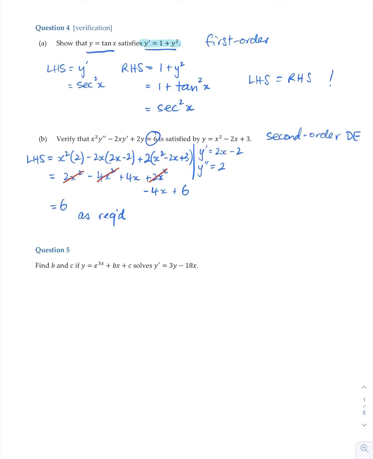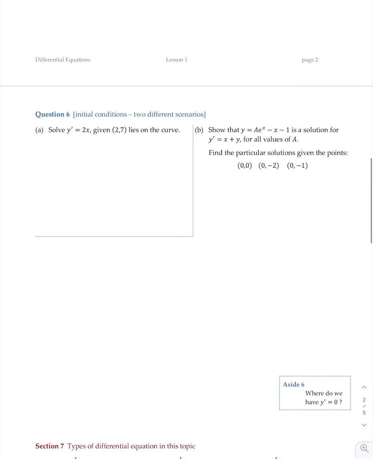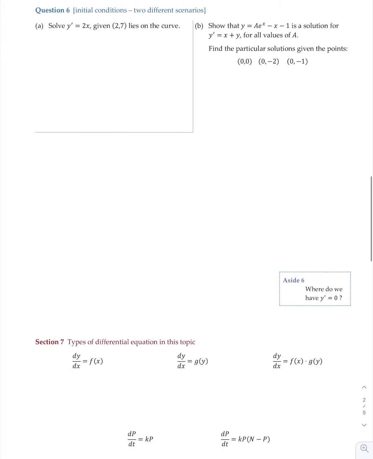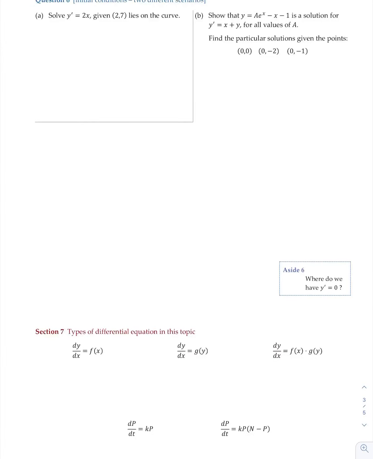All right, question 5, I'm leaving till the next video. It's not necessary for you to get started on the exercise. The exercise does involve questions like what you've seen so far. And then the last one that we'll do for now, question 6a: solve y dash equals 2x given 2, 7 lies on the curve. This goes all the way back to chapter 5, primitive function. All right, but we are solving a differential equation. It's saying find me a function whose derivative is 2x and it goes through the point 2, 7.